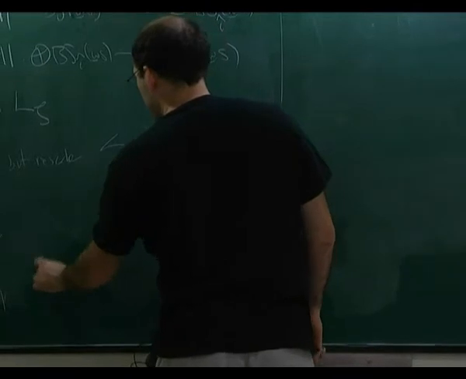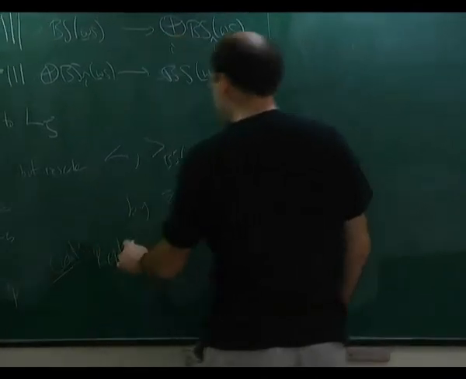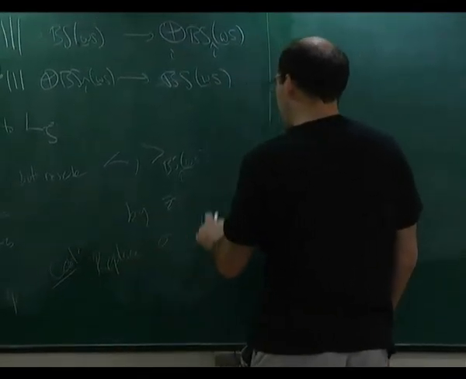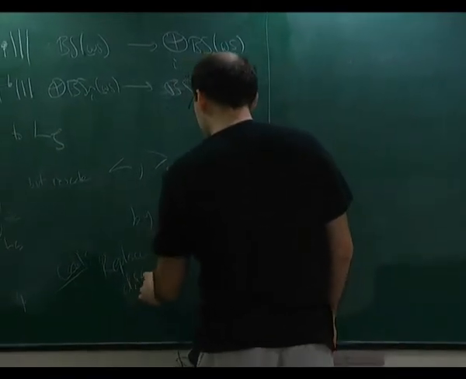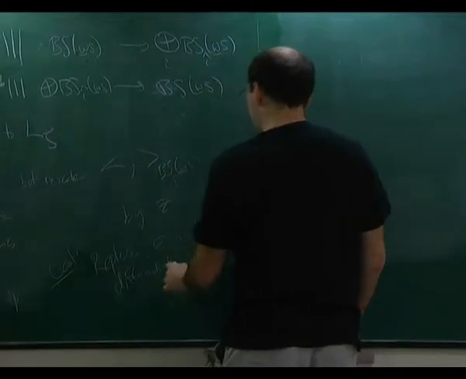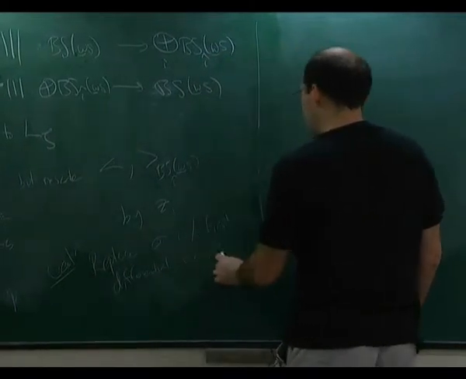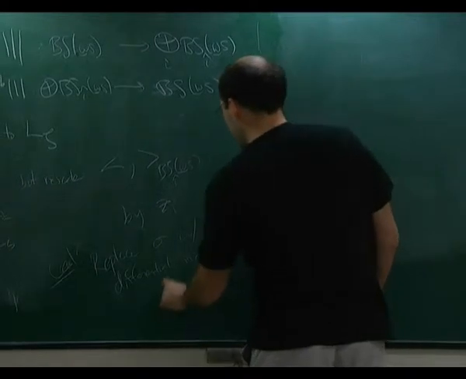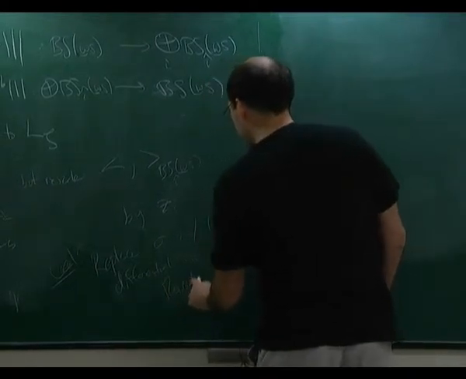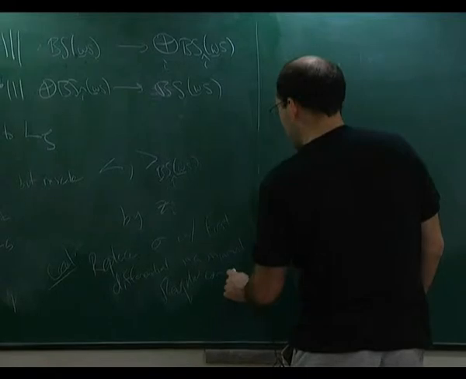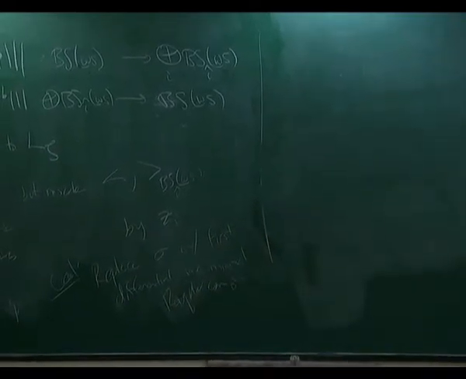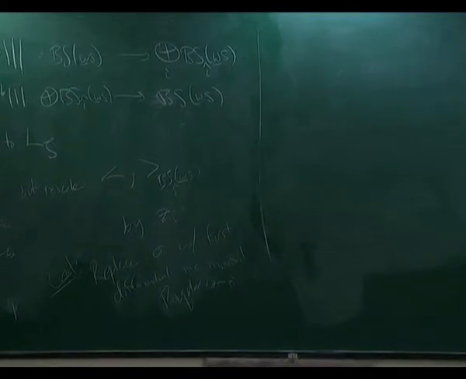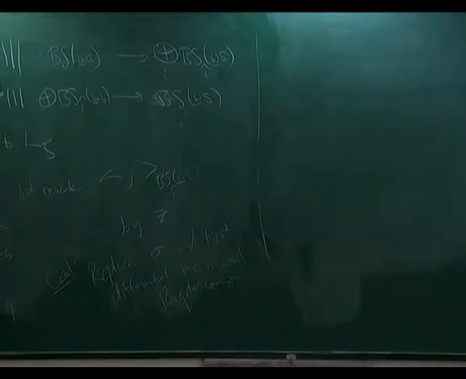So the goal is to replace sigma with the first differential in a minimal Rouquier complex. I'll spell that a little better once I'm not writing at the bottom of the board. And that will be the answer that will fix everything and give us what we need. So for the rest of this time today, I'm going to talk about Rouquier complexes, and then we'll get back to finishing this proof later.